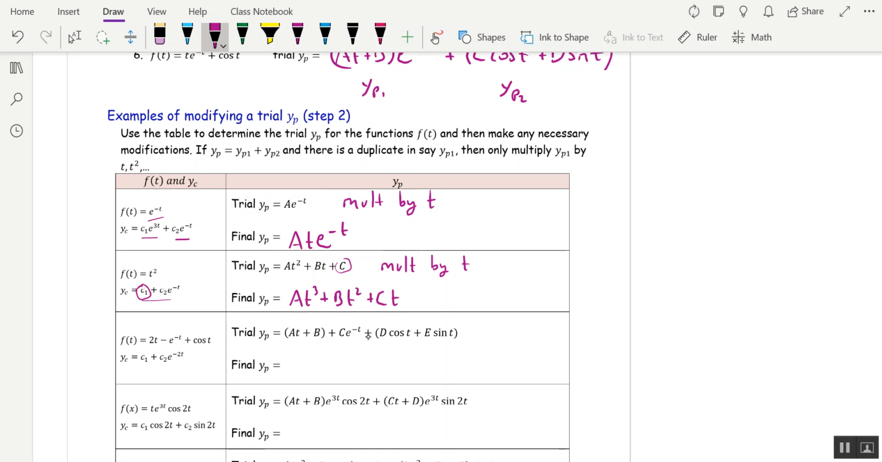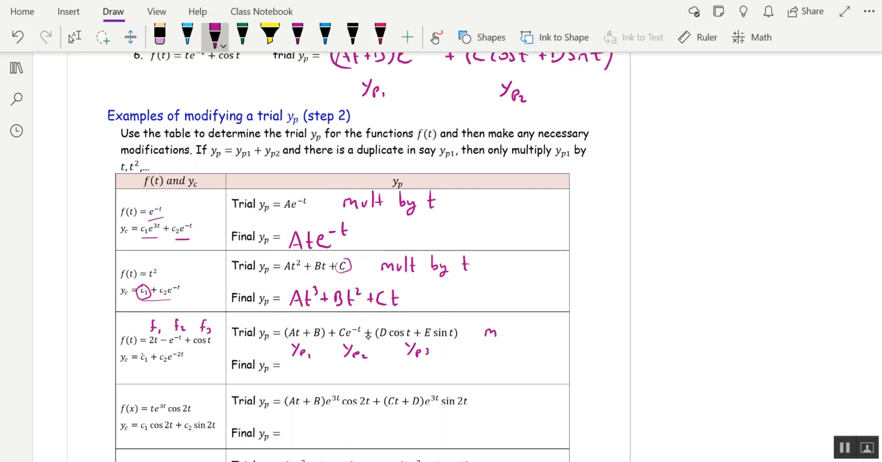Okay, next one is the sum of three YPs because I have an F1 polynomial, F2, an exponential, and an F3, sine cosine. So I wrote down my YP1. That's the generic linear. Then a YP2 is here, and a YP3 is here. And I look for offending terms. I'm completely safe on YP2 and YP3, but in YP1, I see a duplicate. There's a constant and there's a constant.